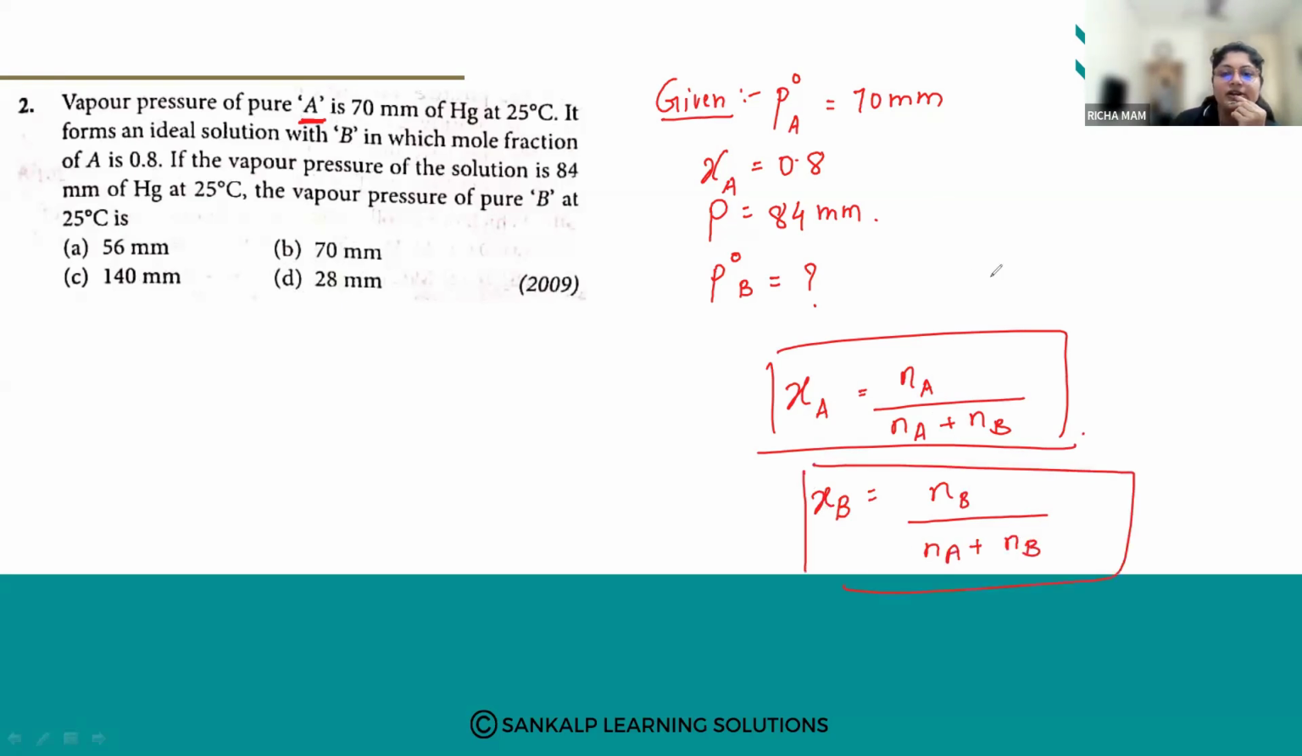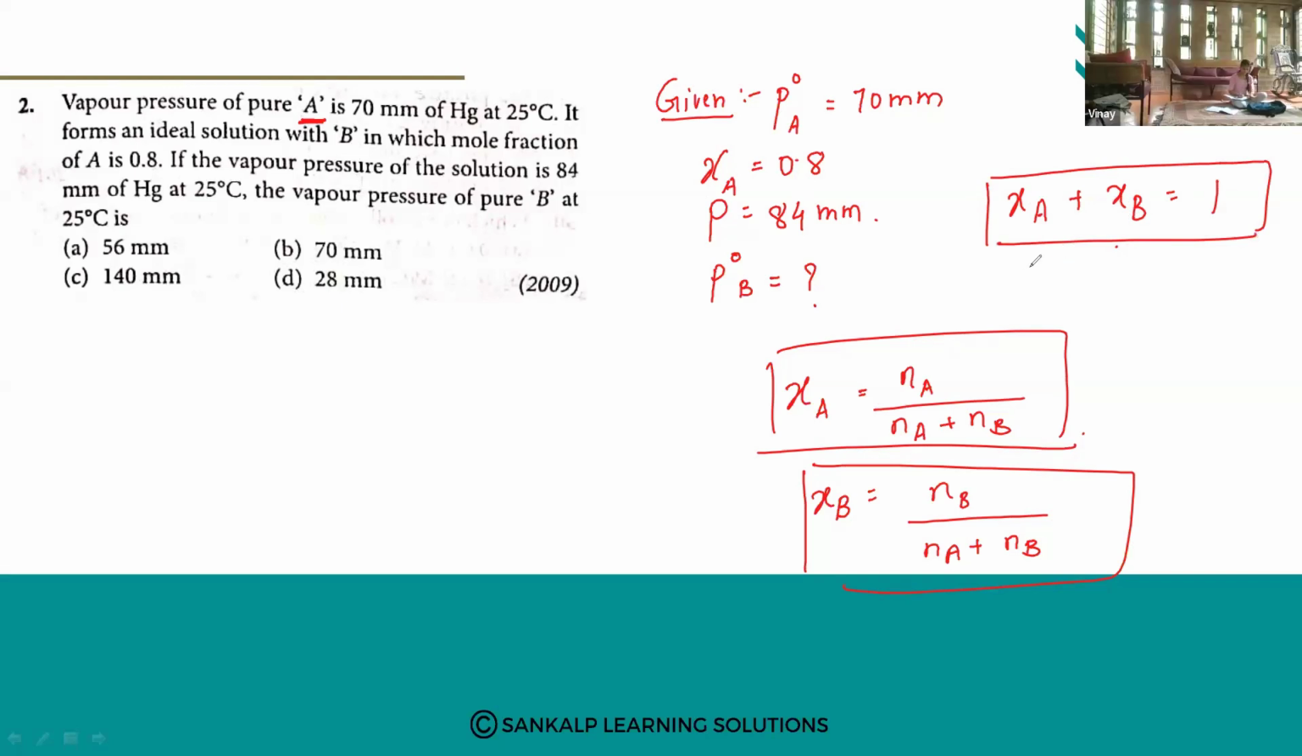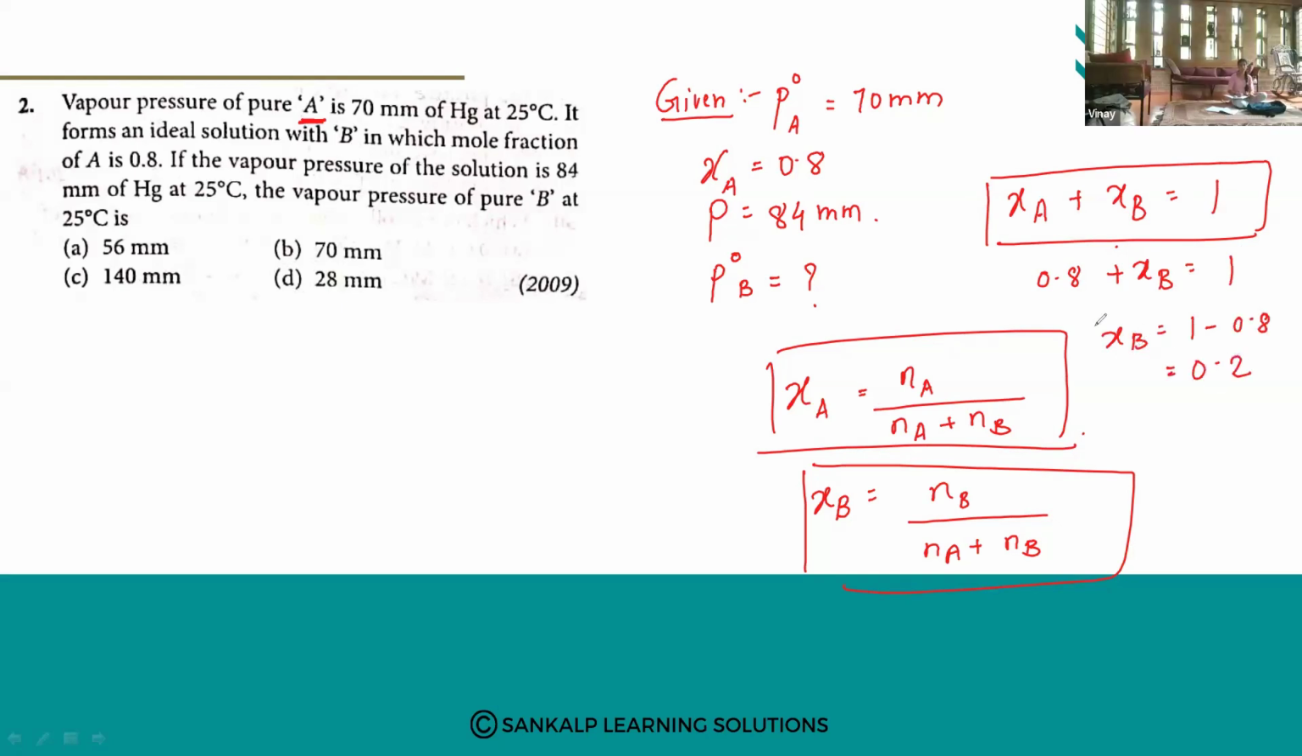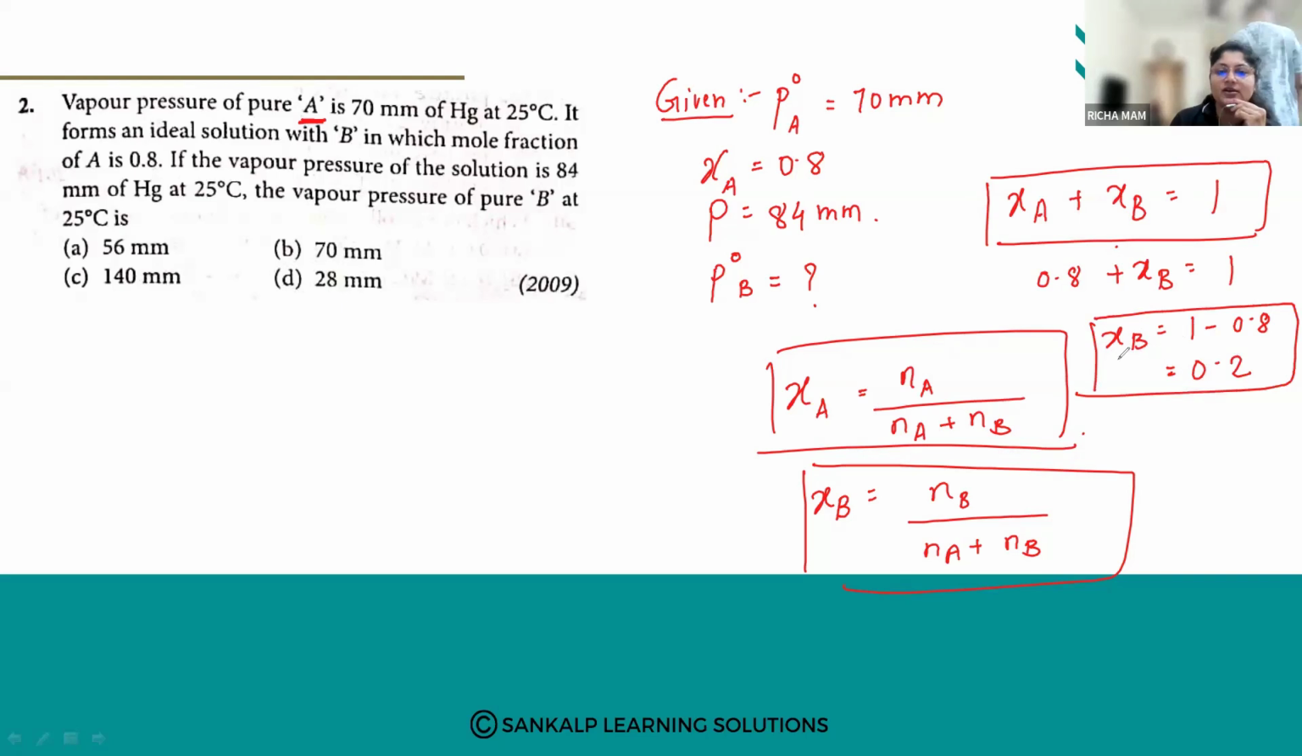Okay. Now we know that the sum of the mole fractions, that is XA plus XB, equals psi A plus psi B, which equals 1. So from this, can we calculate psi B? Yes. So how can we calculate? Psi of A is 0.8, so 0.8 plus psi of B equals 1. So psi of B is equal to 1 minus 0.8, which is 0.2. So we got the mole fraction of B also.